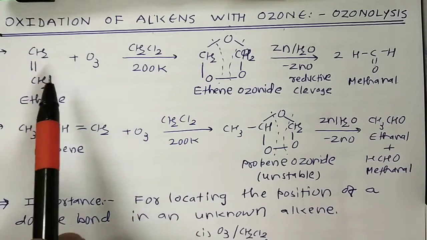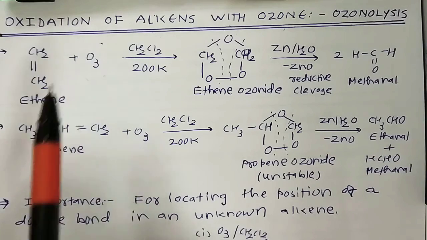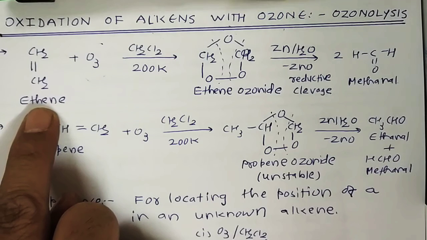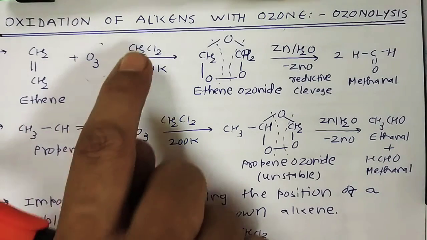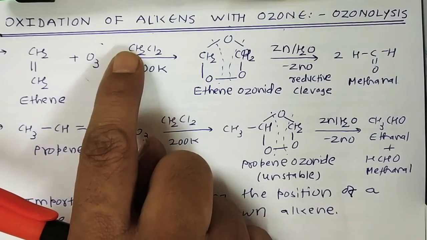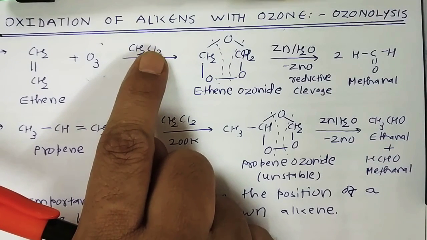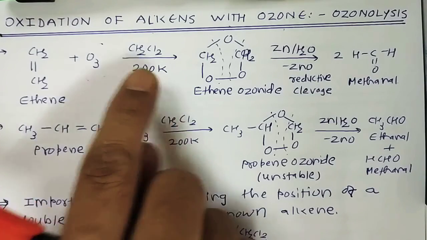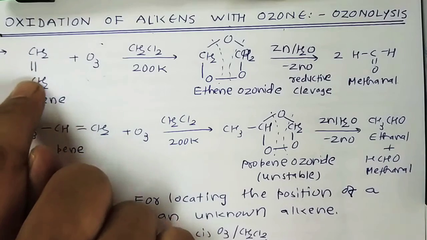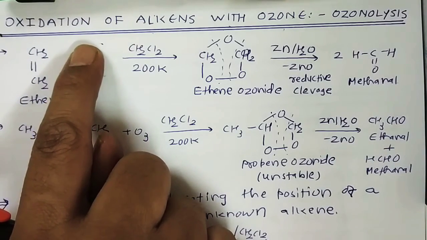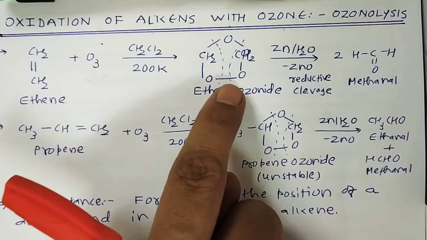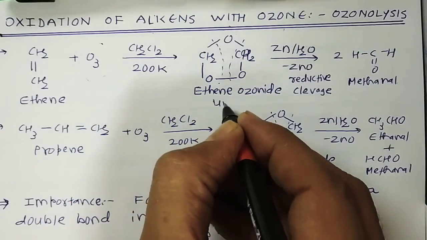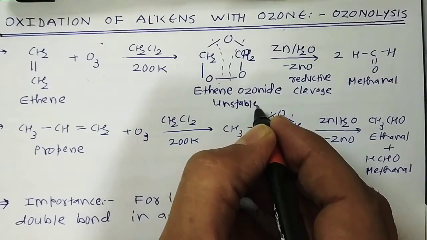When ozone, O3, is passed through a solution of alkene in some inert solvent like dichloromethane, or sometimes chloroform or carbon tetrachloride, at very low temperature, near about 200 Kelvin, the alkene is oxidized into ozonide compounds. These ozonide compounds are highly unstable in nature.